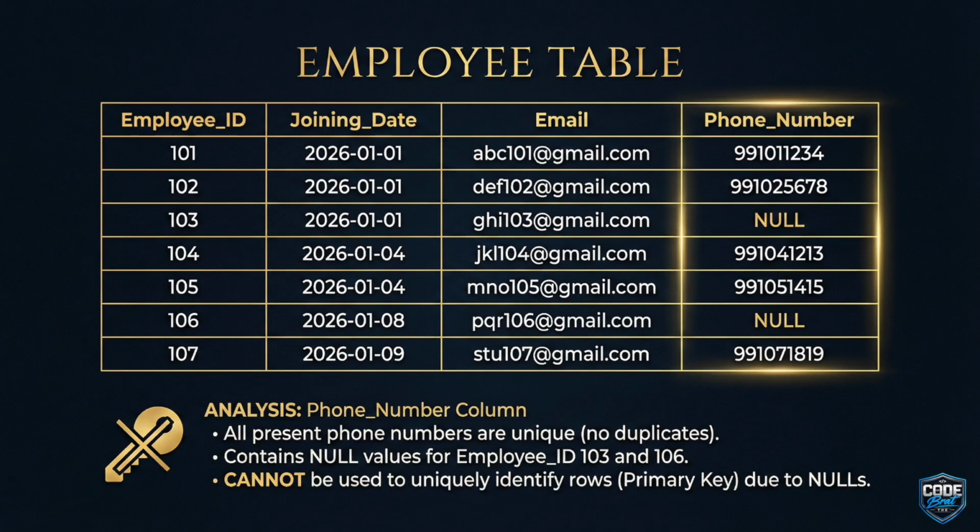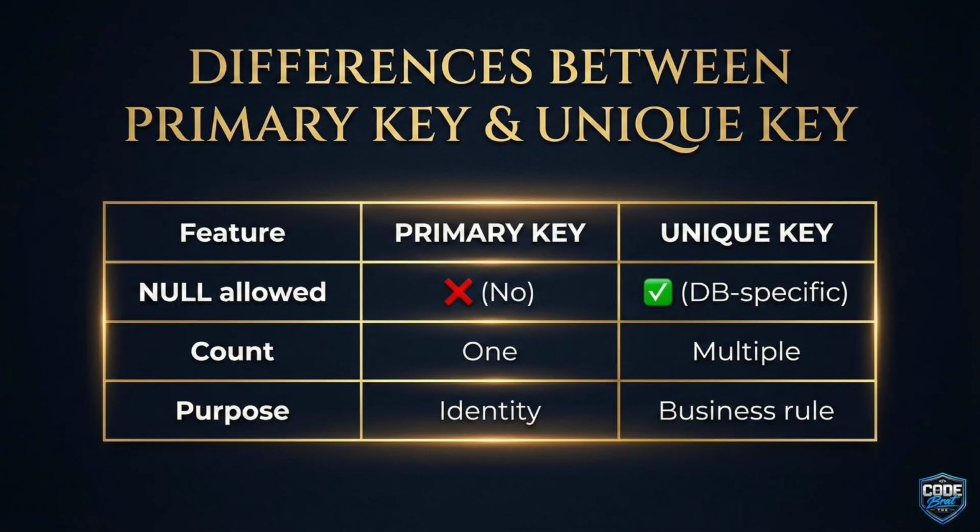Let's look at this employee table again. Employee 103 and 106 did not give their phone numbers, so the phone number column is null for them. However, if you see, every employee has unique phone numbers. It's not duplicated. Since two values are null, we cannot fetch unique IDs based on this column. And unlike candidate key, unique key is actually a SQL keyword. You can pause this video to note down the difference between primary key and unique keys.